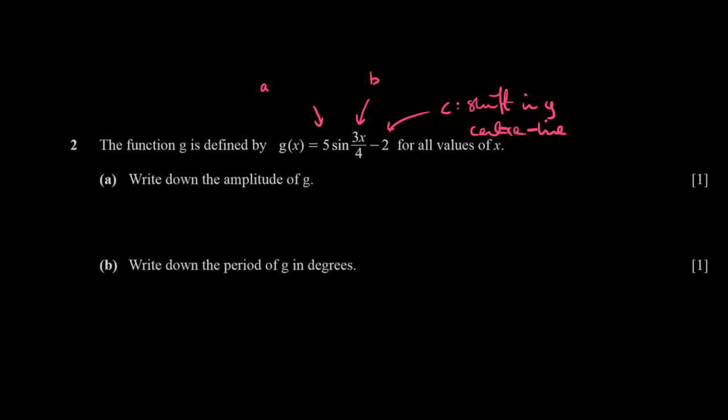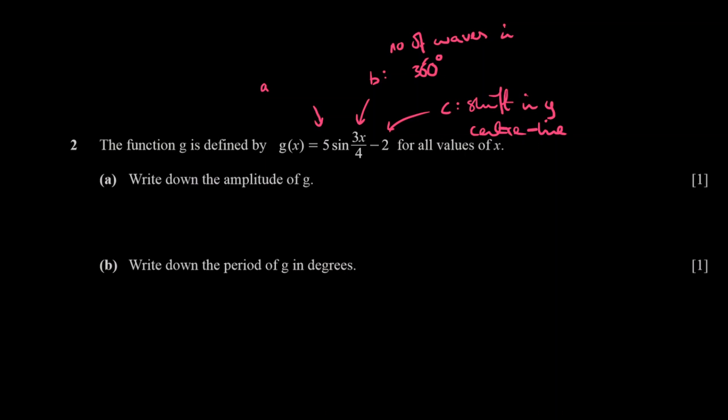Okay, what does b mean, the 3/4? Now, this is where a lot of students get confused because they seem to think it is the period. 3/4 is not the period, but it is related to the period, right? So what this tells us is the number of waves in 360 degrees, or if you're in radians, 2 pi radians, okay? So there are 3/4 of a wave in 360 degrees. Now, that's going to be related to the period.